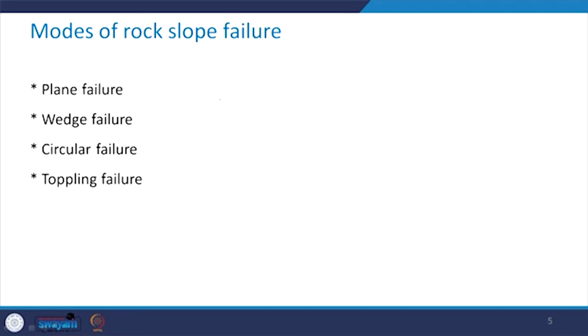There are 4 modes of rock slope failure. The first one is plane failure, then wedge failure, circular failure and toppling failure. Plane and wedge failures occur commonly. However, circular failure occurs in a rock mass that is highly fractured. And for toppling failure, when you have steeply dipping jointed beds, there are chances that toppling failure will occur.